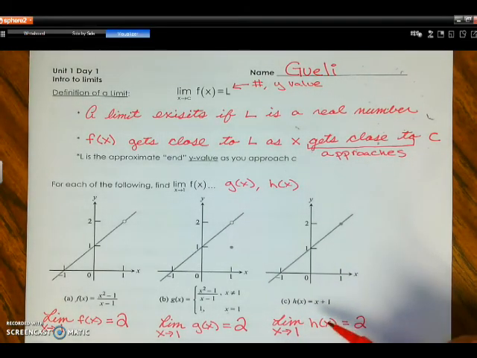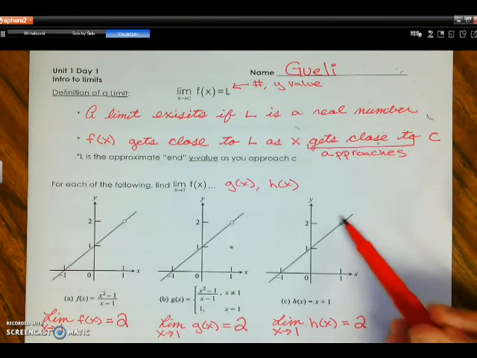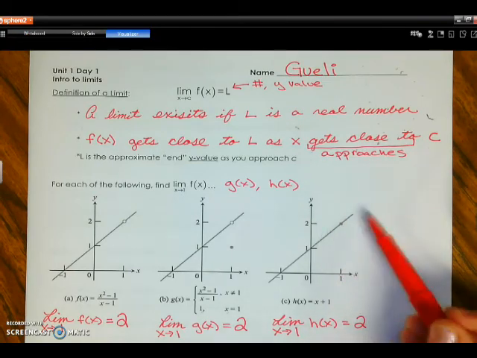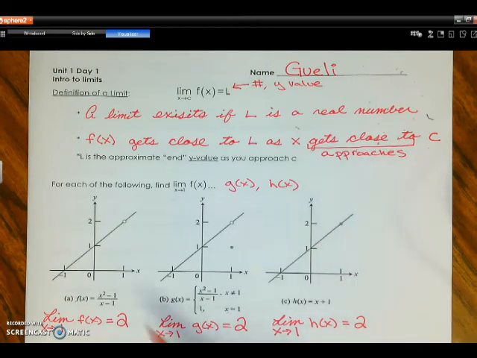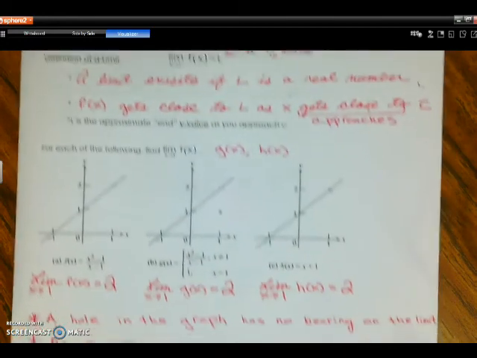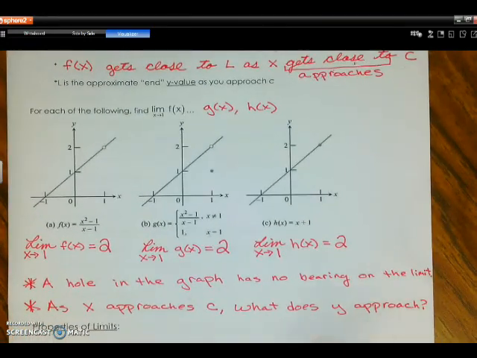All right, moving on to c here, the limit as x approaches 1 of h of x. So again, we're just hanging out at 1 here. On either side, when you approach it, you're getting closer and closer to 2. So here, the limit equals 2. The limit as x approaches 1 is 2 for all three of these examples, regardless if there's a hole or not.